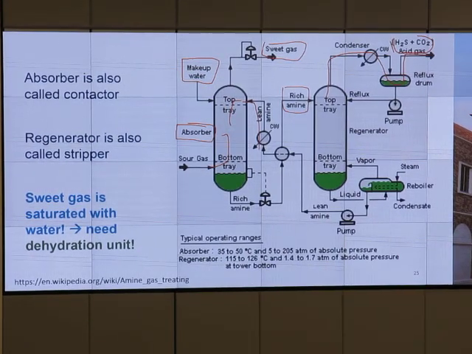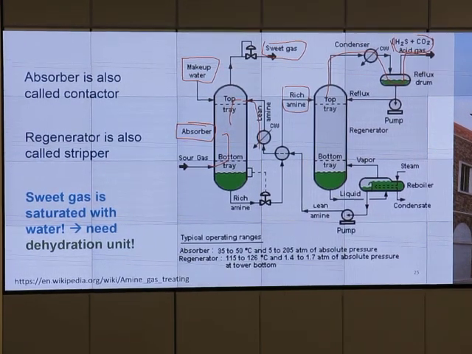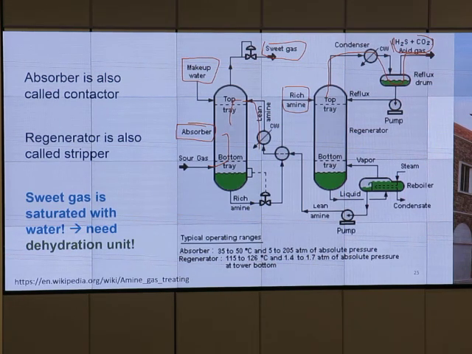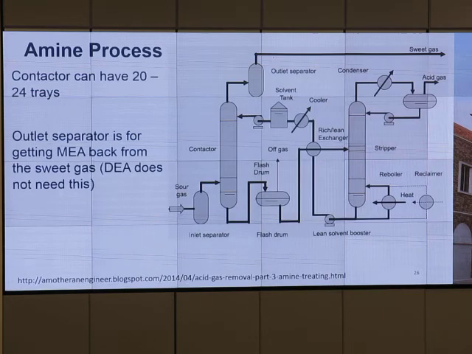Even though it is sweet, it is wet. So this means we have to go through a dehydration process later. Almost done. Okay, ending process, we can have 20 to 24 trays.